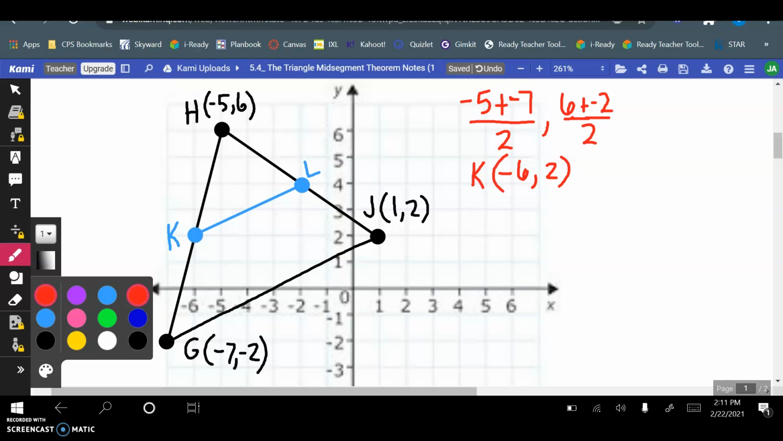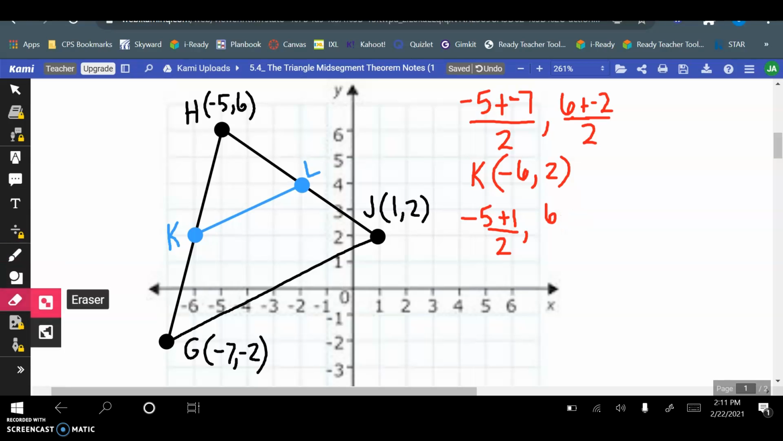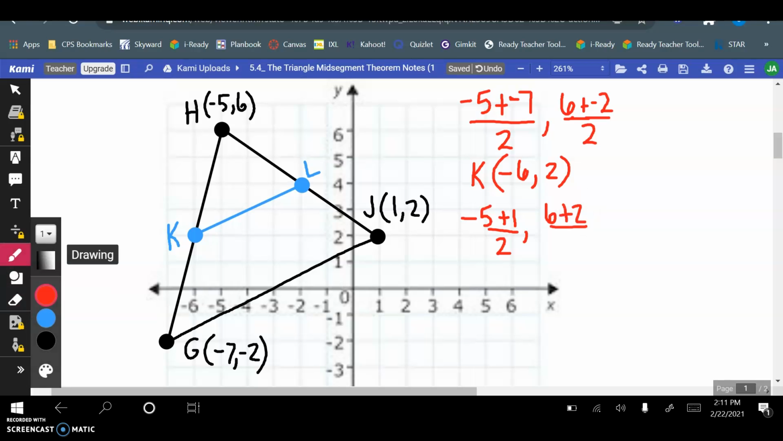Then we have to do the same thing for L, so we're going to do HJ. We're going to add the x coordinates together and divide by 2, and add the y coordinates together and divide by 2. So -5 plus 1 is -4. -4 divided by 2 is -2. And then 6 plus 2 is 8. 8 divided by 2 is 4. So the coordinates of L are -2, 4.